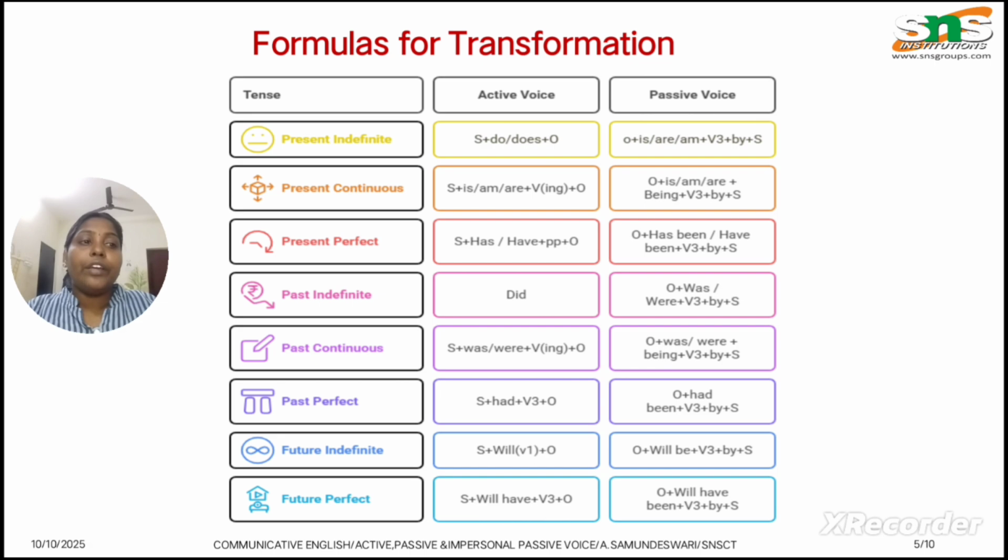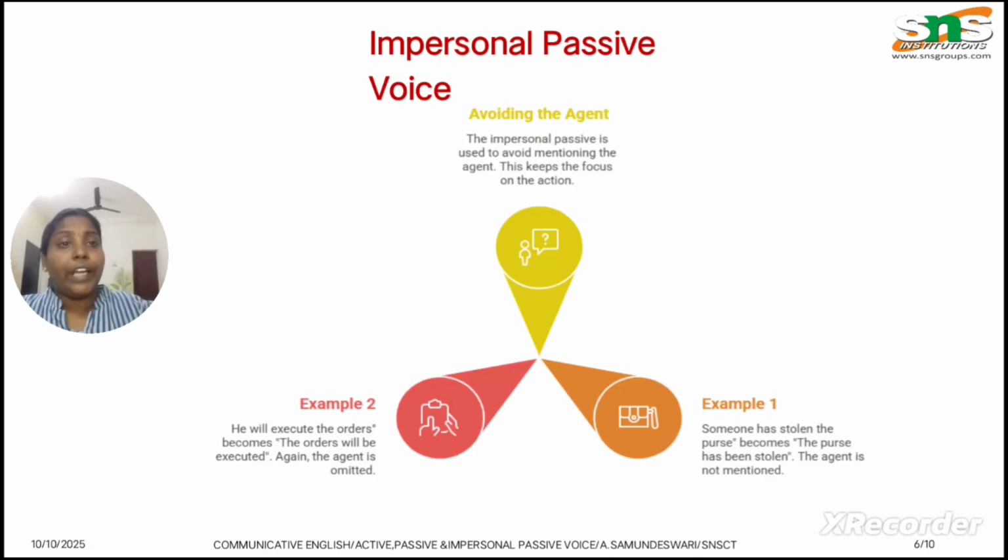In a similar way, you can use the formula for past tense, past continuous, and past perfect tense, and similarly for simple future and future perfect tense. So we don't have the passive structure for future continuous, present perfect continuous, past perfect continuous, and future perfect continuous tense.